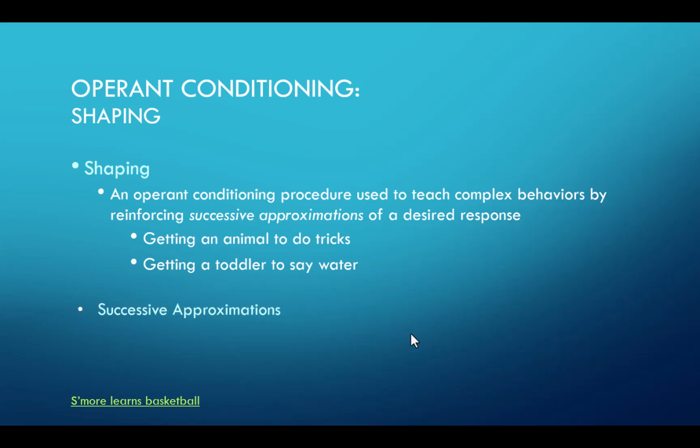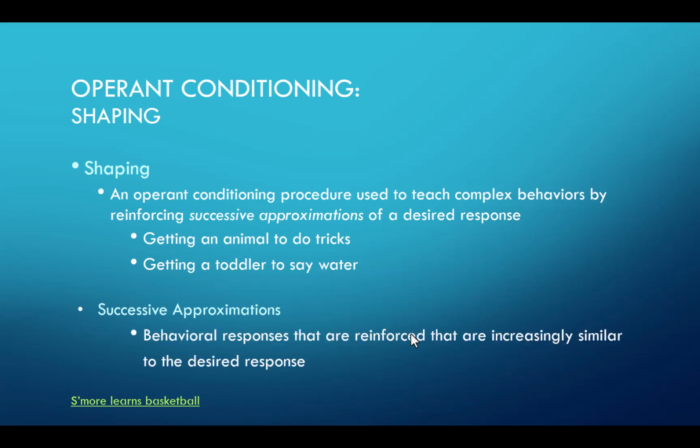Now these successive approximations are just kind of what I just described, right? They're behavioral responses that are reinforced that are increasingly similar to the desired response. So we'll see a few other videos that demonstrate this on the module page, but just think of getting an animal to do tricks, like the dolphin jumping in the air to touch its nose to a ball. Maybe first you're reinforcing that dolphin swimming and touching its nose to the ball. Then maybe the behavior gets reinforced when it's out of the water a few feet. Then maybe if it jumps out 6 feet and touches its nose to the ball, and so on and so forth until you get to that desired complex behavior.